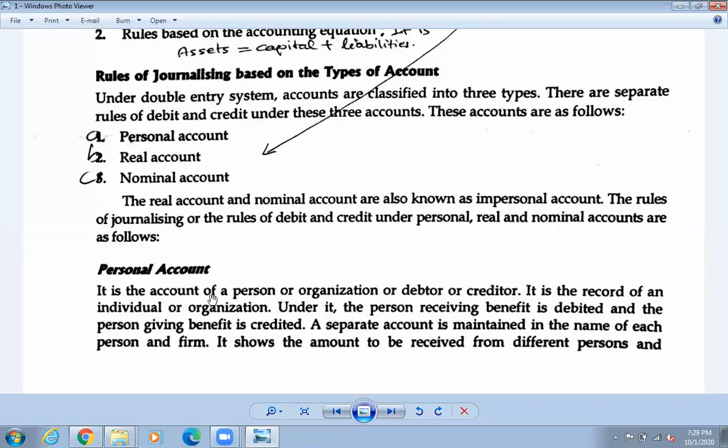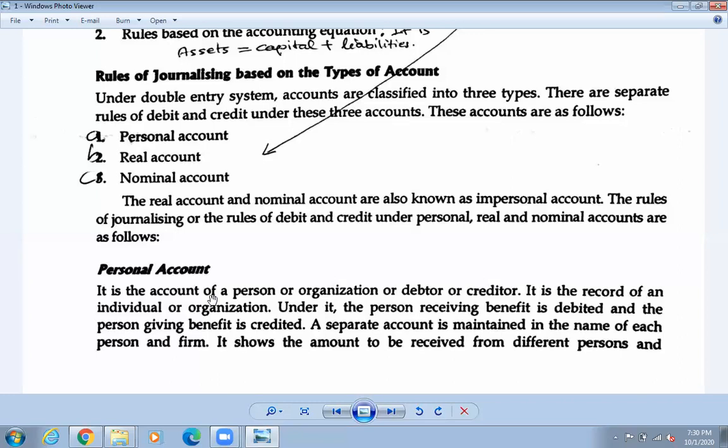Okay, if some person has taken something on credit, then we write their name. Otherwise, if it is an organization, suppose Bhatvatini, they have taken something from us and we have not been paid anything right now, then we write the tuition school. We are not going to write on the cash account, because if cash is paid, then it is the cash account.